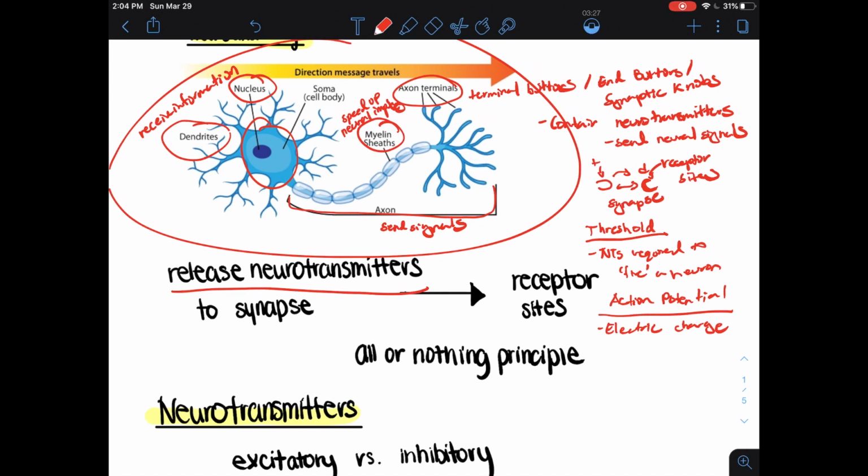And each neuron follows something called the all or none principle. That means a neuron doesn't fire halfway. It either completely fires or doesn't fire at all.